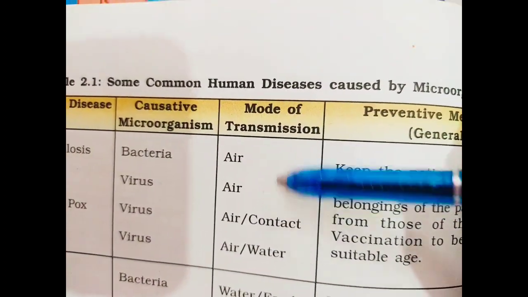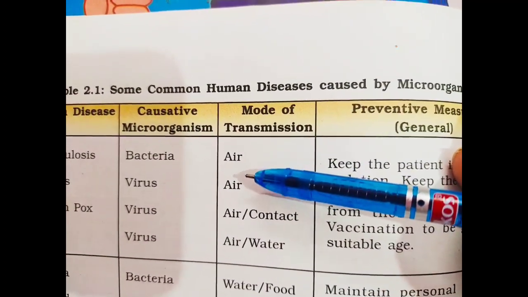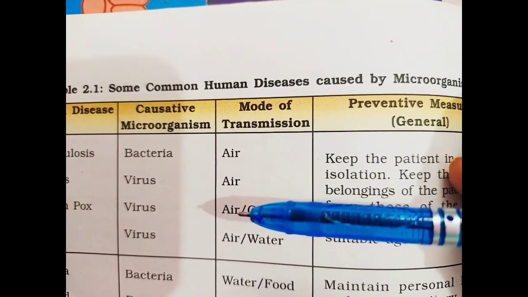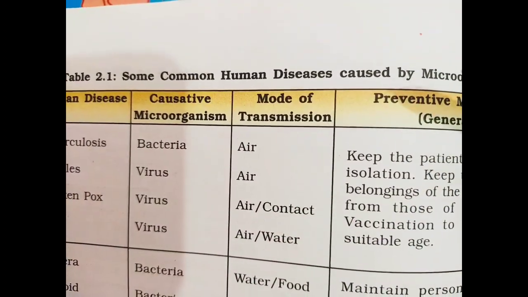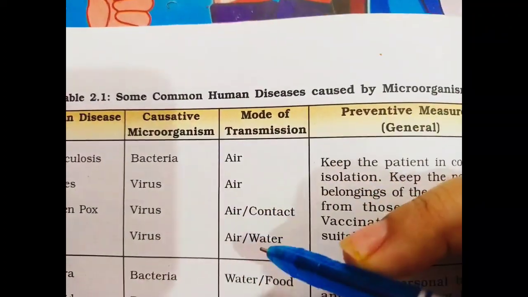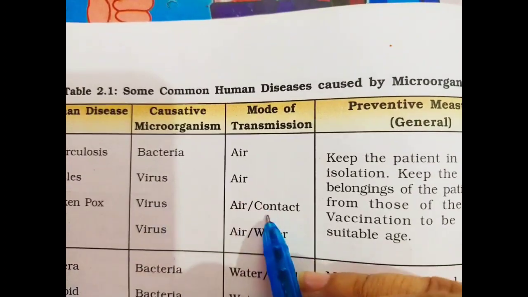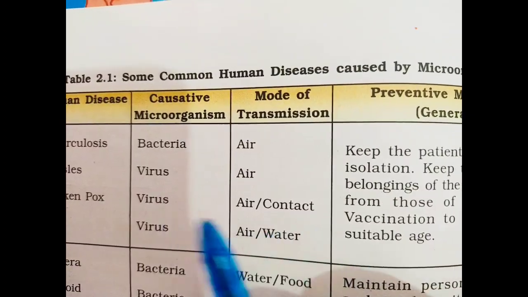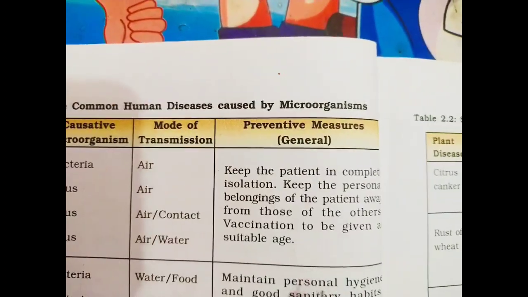Now, mode of transmission. What is the mode of transmission? How do they move? What is the medium? For tuberculosis, air is the medium. They spread by the air. With the help of air, they move from one person, a healthy person, to another person. Measles is spread by the air as well as by manual contact. Chickenpox also spreads through the air or by contact with people. Polio, via air and water.